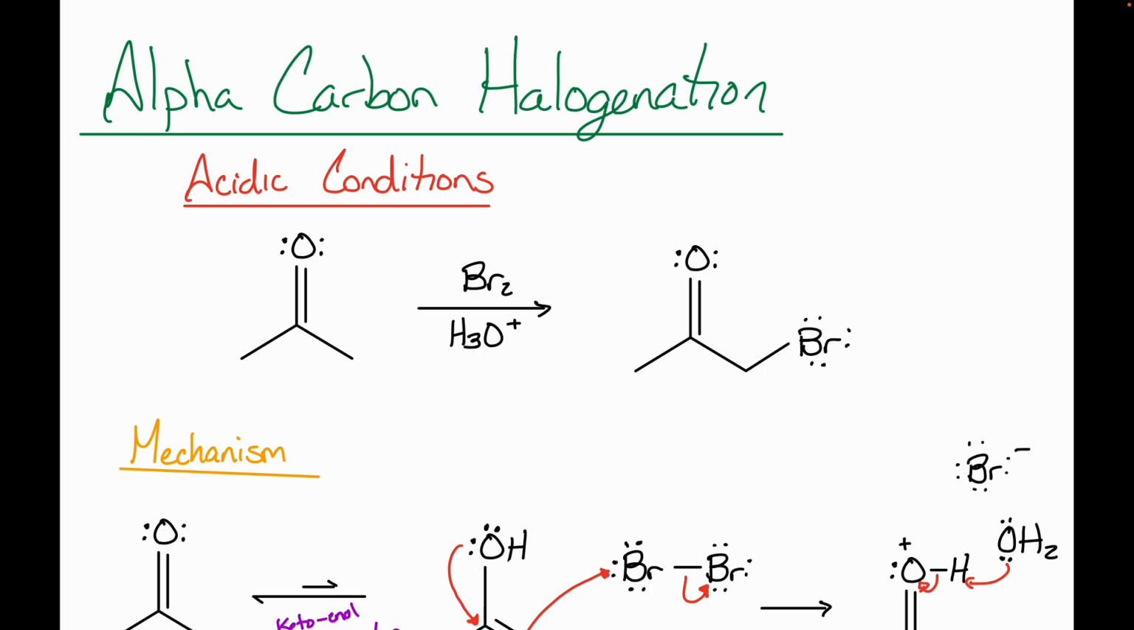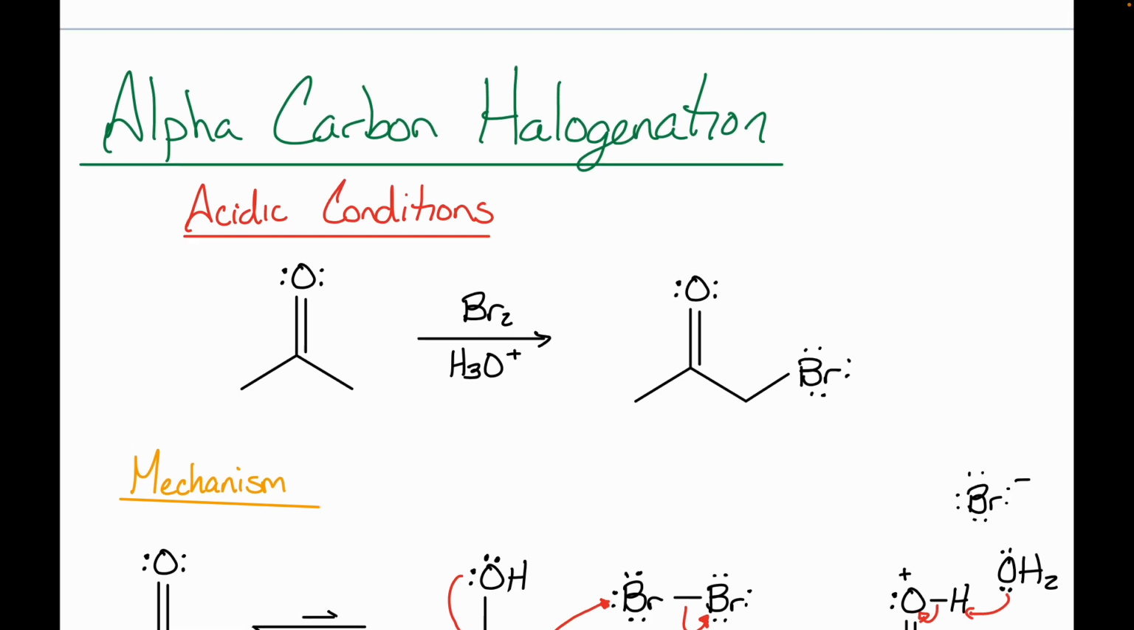So under acidic conditions, you get one halogenation event that occurs here, okay? We're going to talk about the regioselectivity of this reaction. By that I mean in my previous example, I had this symmetric aldehyde or symmetric ketone. So whichever alpha carbon I chose, I would have gotten the same product. Well, let's take a look at this one.